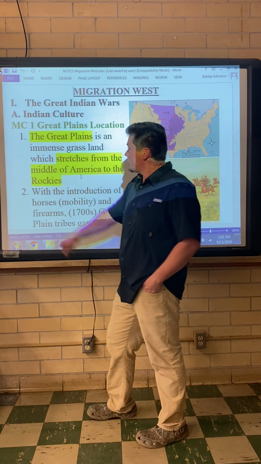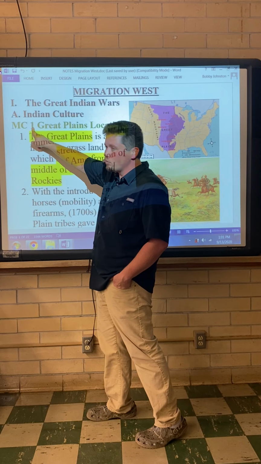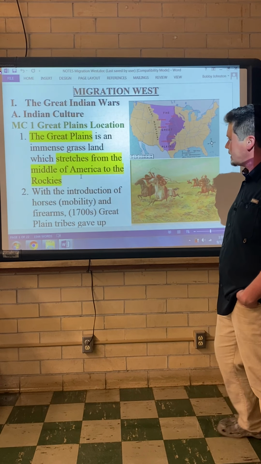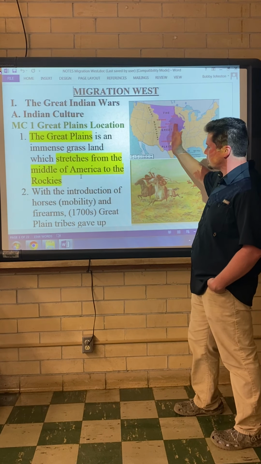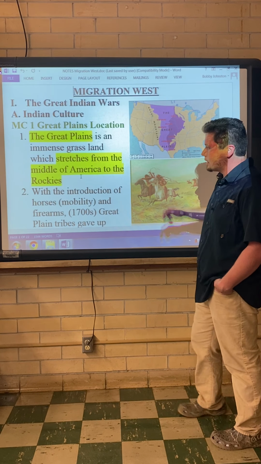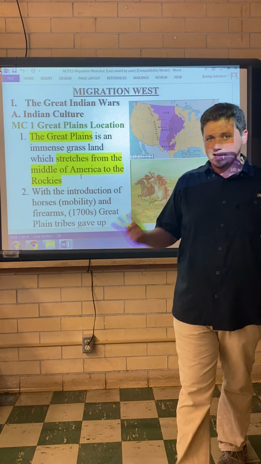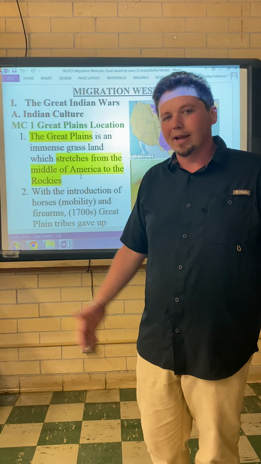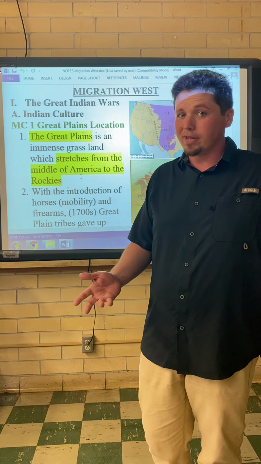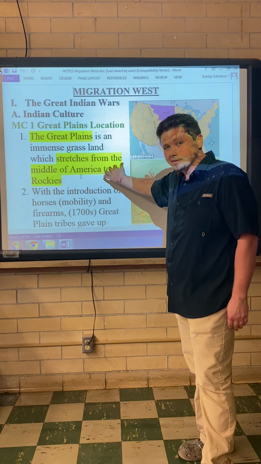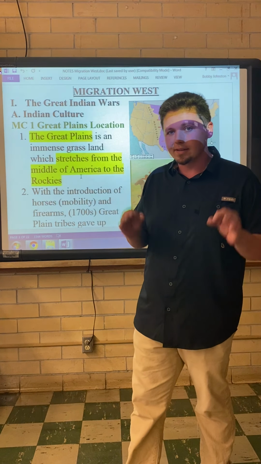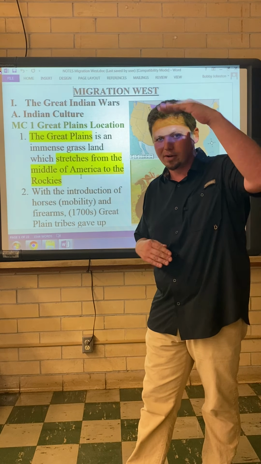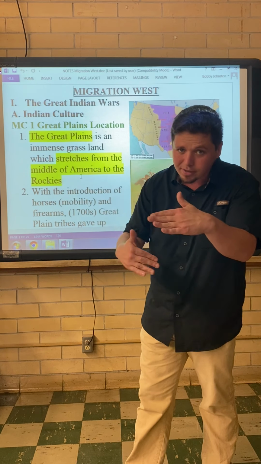So, MC1, which means multiple choice question number 1. Great Plains location. The Great Plains is an immense grassland which stretches from the middle of America to the Rocky Mountains. You see this demonstrated in this map here. So, guess what the first question of the test is? Where are the Great Plains? You see where the answer is? It's in yellow, okay? Things will be like this all year long. So if you get your notes, it should be a series of here's the question, here's the answer. Here's the question, here's the answer.